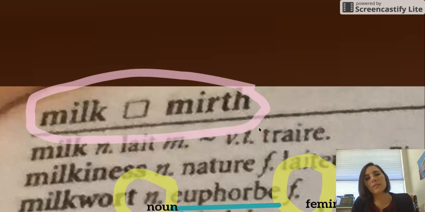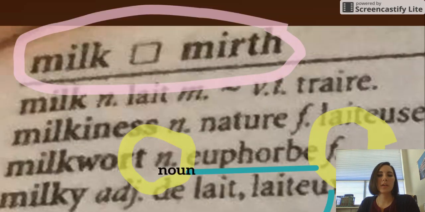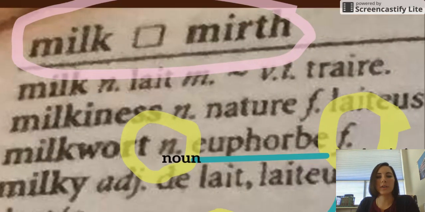Okay, you'll see that this is the English to French side of the dictionary because when you look in the corners, you can see the words milk and mirth. Those are both English words. So this is the English to French side of the dictionary. Dictionaries give us a lot of really helpful information.